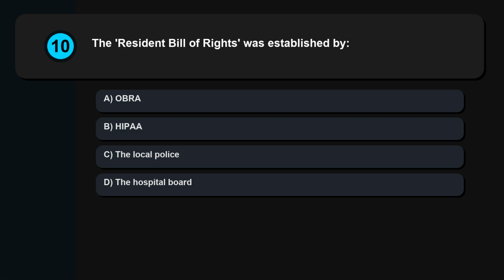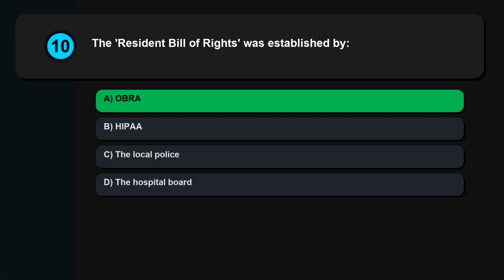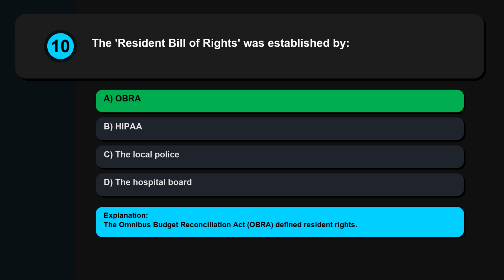Question 10. The Resident Bill of Rights was established by OBRA, HIPAA, the local police, the hospital board. The Omnibus Budget Reconciliation Act, OBRA, defined resident rights.